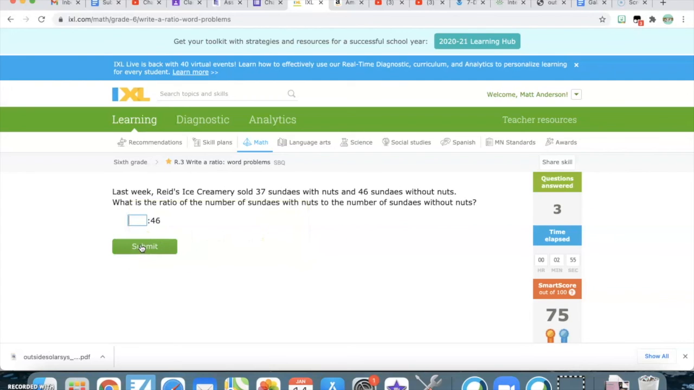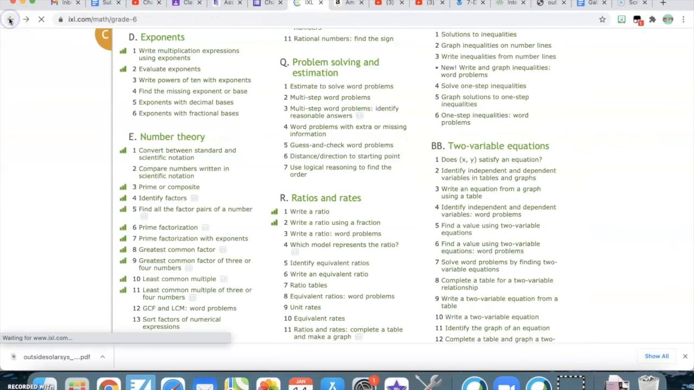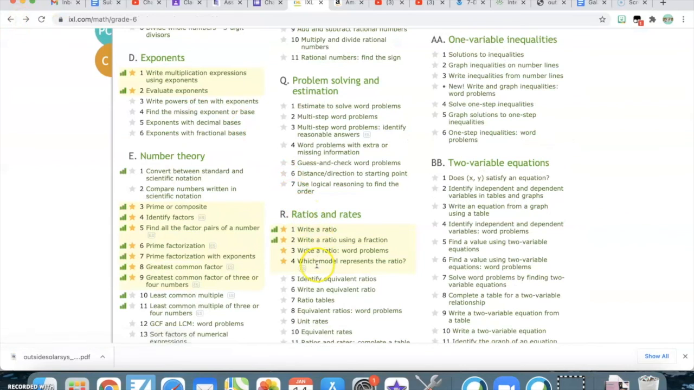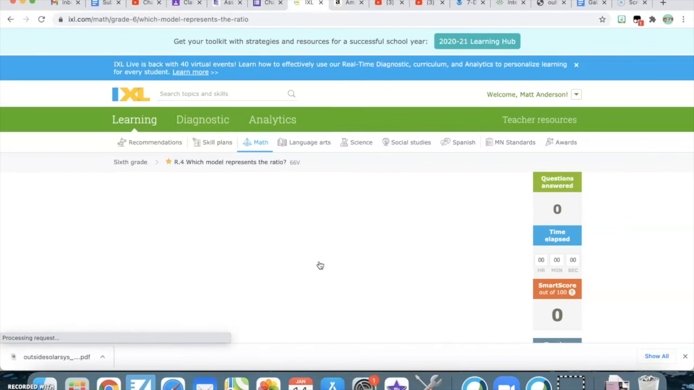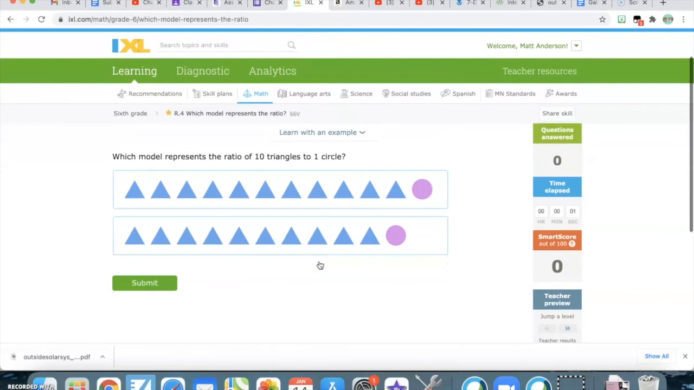Okay. All right. So that's the third IXL, and yes, there are 4, but as you can see, they're not too bad, are they? In this one, you just have to pick either this one or this one. Which model represents the ratio of 10 triangles to 1 circle? Well, just counting again, right? 1, 2, 3, 4, 5, 6, 7, 8, 9, 10, 11. Ooh, I can tell this one's one less, so that is 10 triangles to one circle.